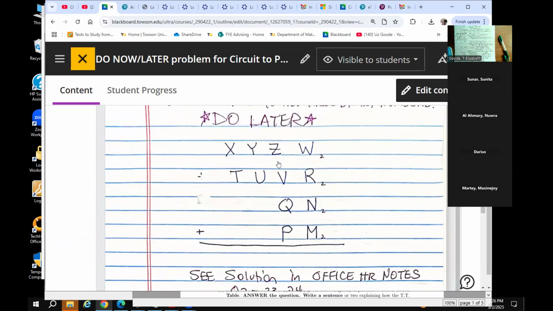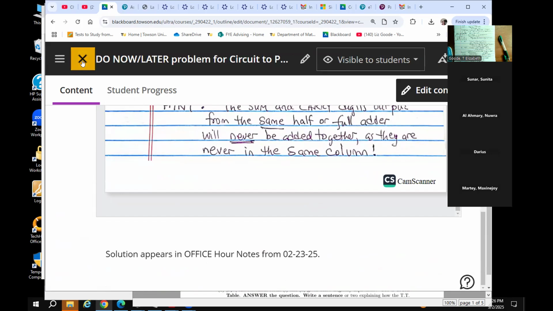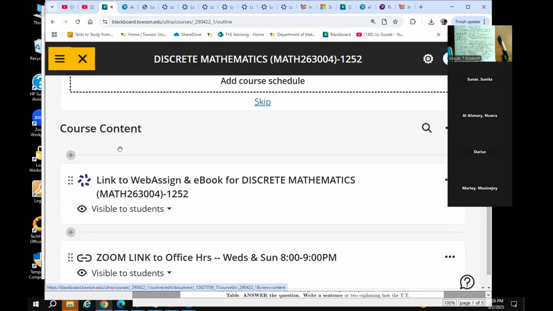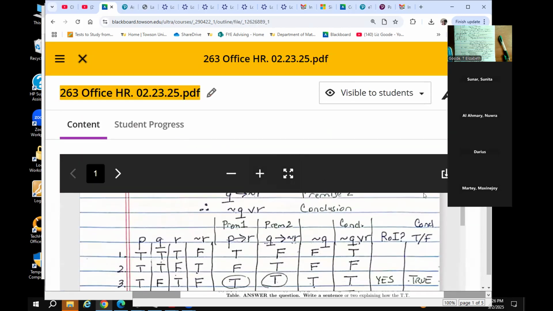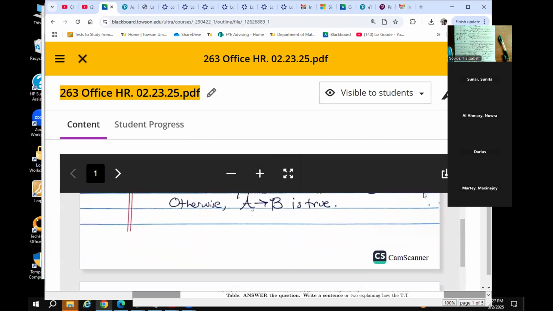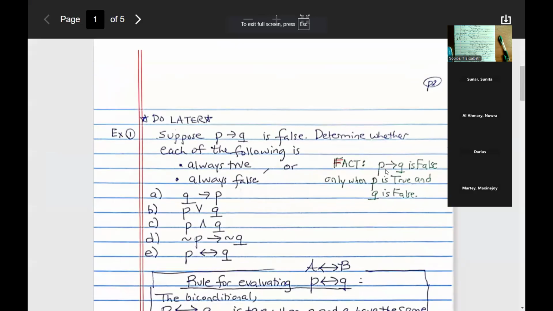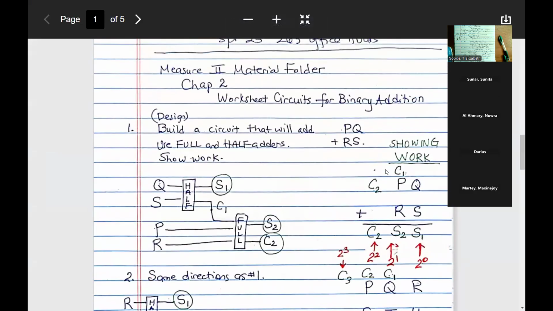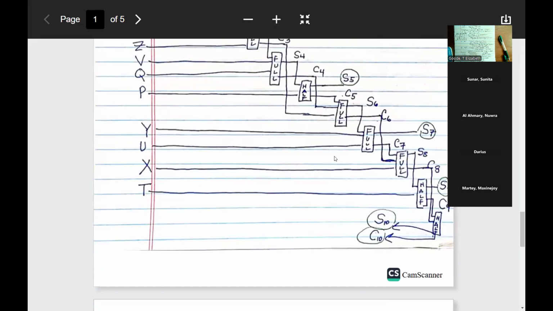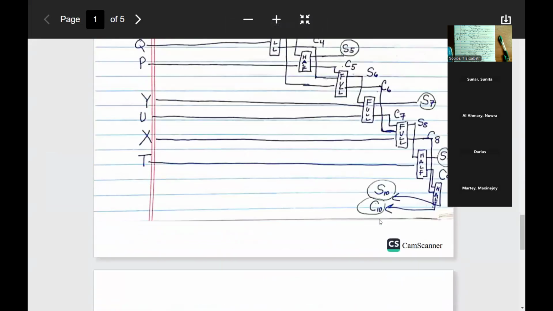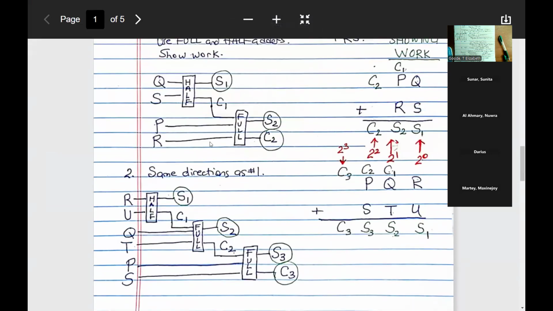This due later, that was a big problem that was given at the end of class, and then the solutions are in the office hour notes. So, we can go to office hour notes. And I think it's here that there was an argument. This was a worksheet for binary addition, a different one, and then here's that great big problem. And I think Nura, you helped me work through this one night in office hours where we constructed this huge circuit using adders and half adders to add up these numbers. But here are the solutions to the other worksheet.